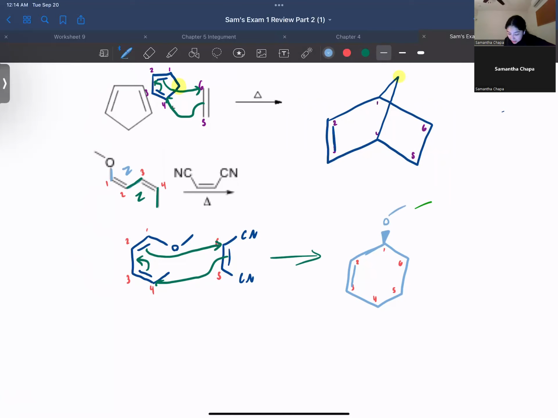So on carbon number 1, I have an ether. Carbon number 4, I have just a methyl group. Make sure that they're both on wedge, or if you want, you can put them both on the dash. But you can't have one and one, not for this one.